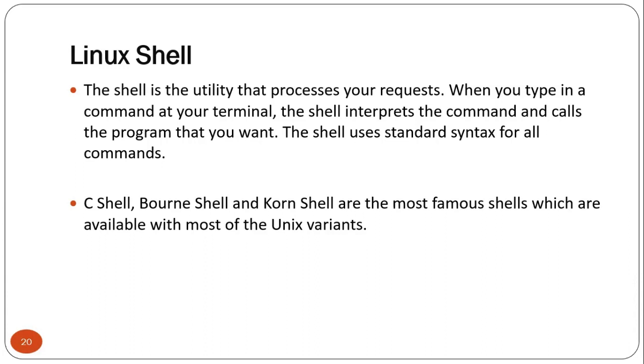Here we have various flavors of shells: C shell, Bourne shell, Korn shell, and bash shell. We have four shells actually. C shell, Bourne shell, Korn shell, and TCSH, an advanced version of C shell. We mainly use Korn shell or bash shell.